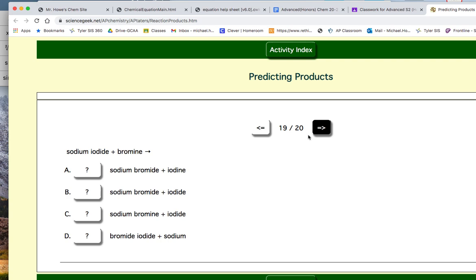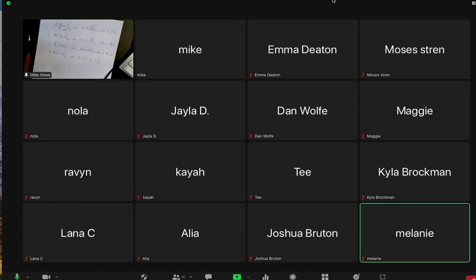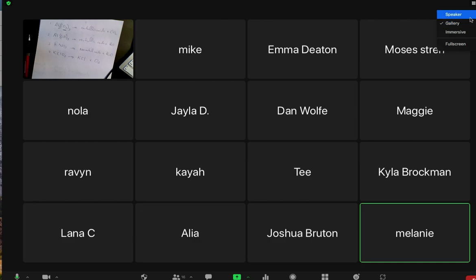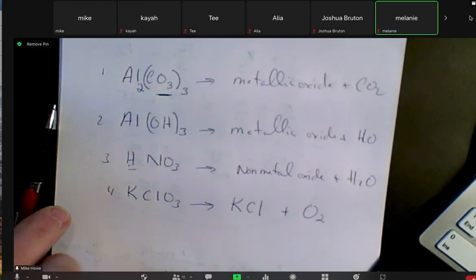All right, and then this one's not one of them. That one's a metallic chlorate. So it makes a metallic chloride plus oxygen, is what the rule said. So now go back to the window, and if you pin the window, you might want to take a picture of this piece of paper.